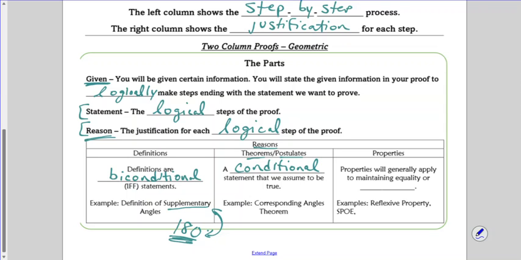Properties are generally going to apply to just maintaining equality or congruence when we're performing operations. So reflexive property, and so on. We have a whole bunch that we can use for properties when we're actually performing an algebraic calculation.